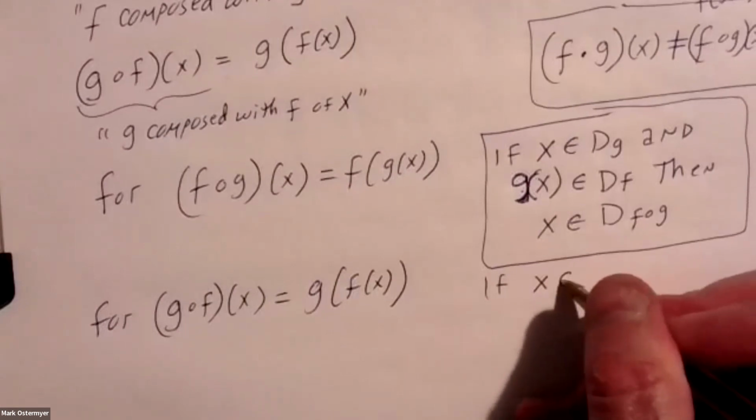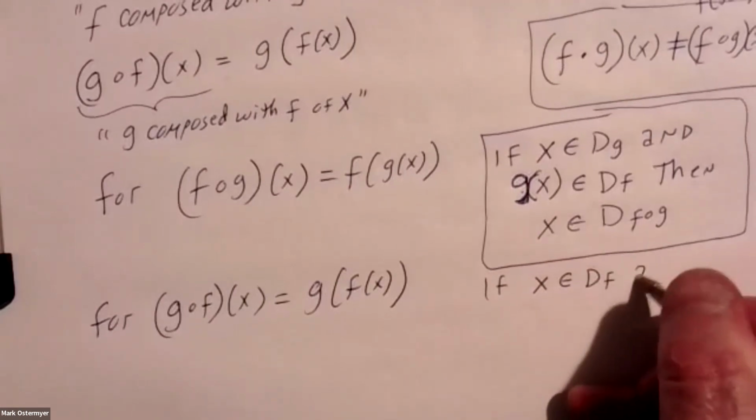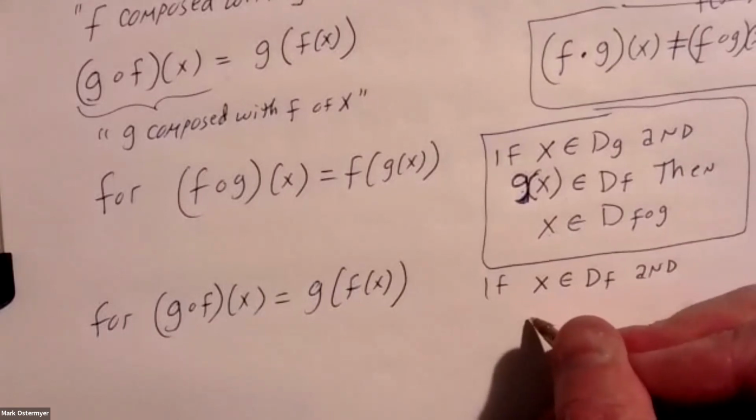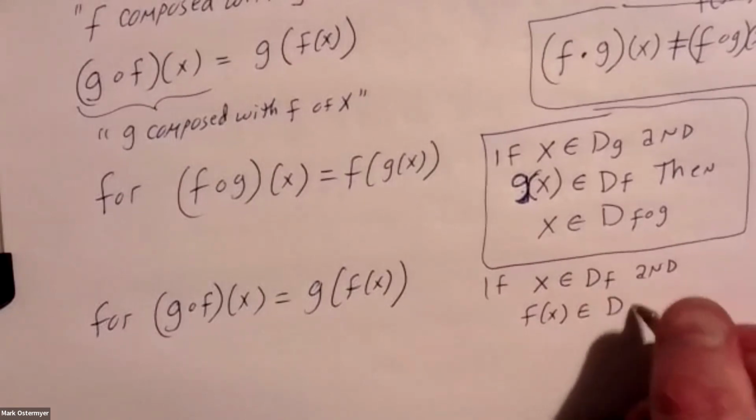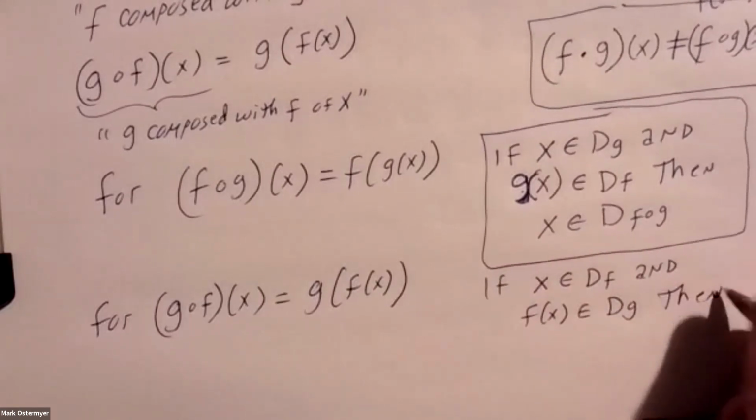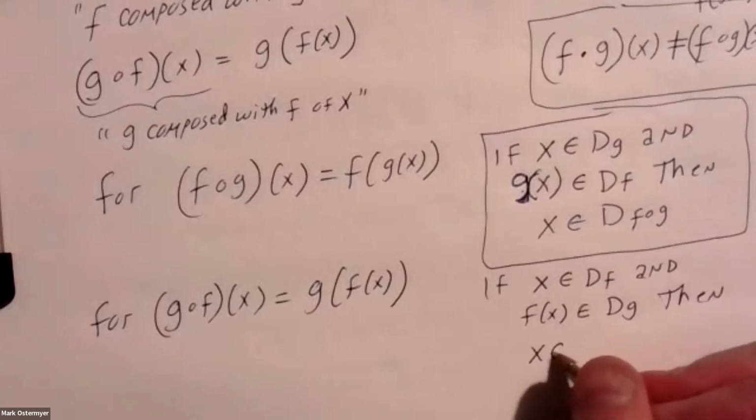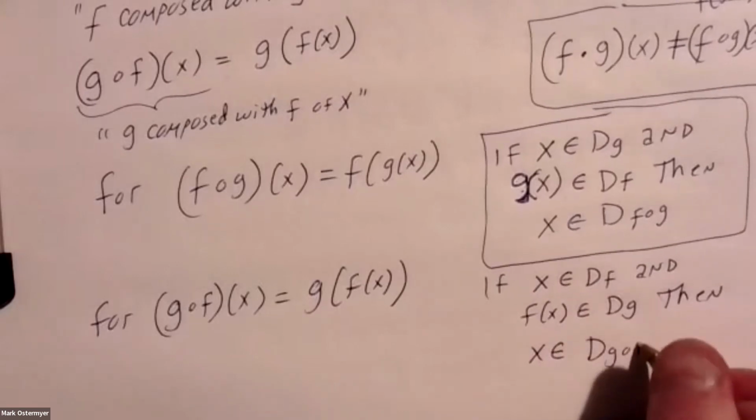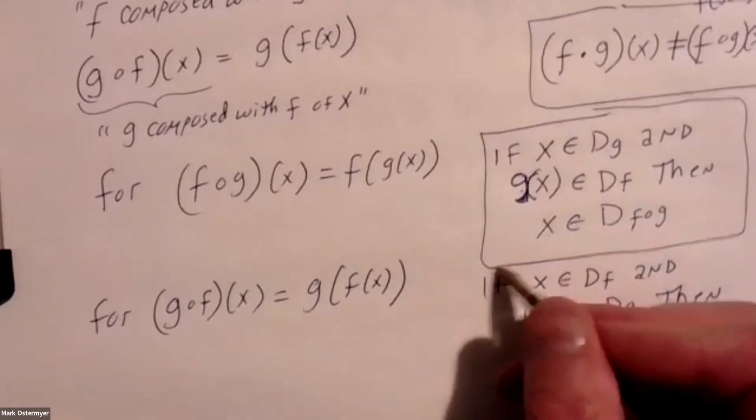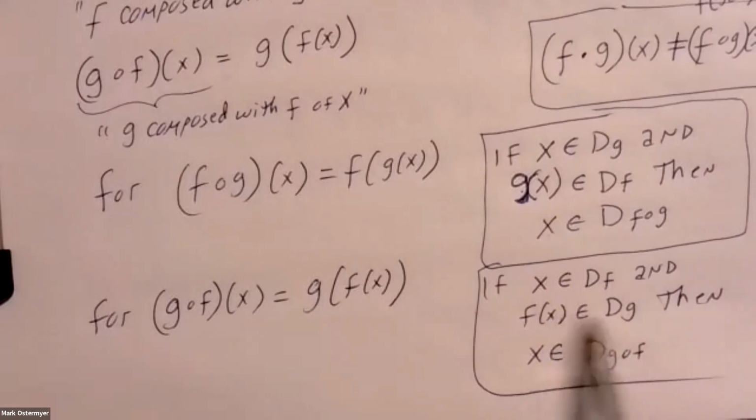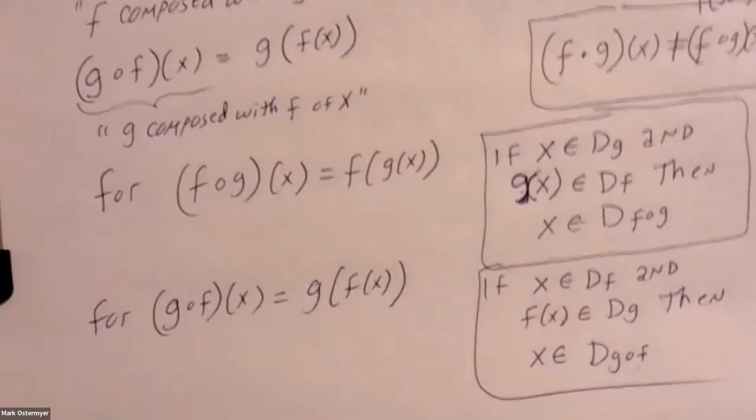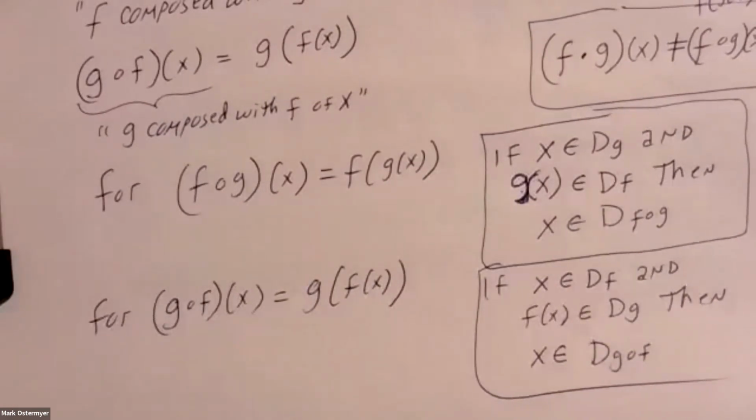If x is in the domain of function f and f of x is in the domain of function g, then we can say that x belongs to the domain of g composed with f. If just one of these conditions fails, then x is not in the domain of g composed with f. Both these have to be true for this to be true. That's how the domains of these composition functions work.